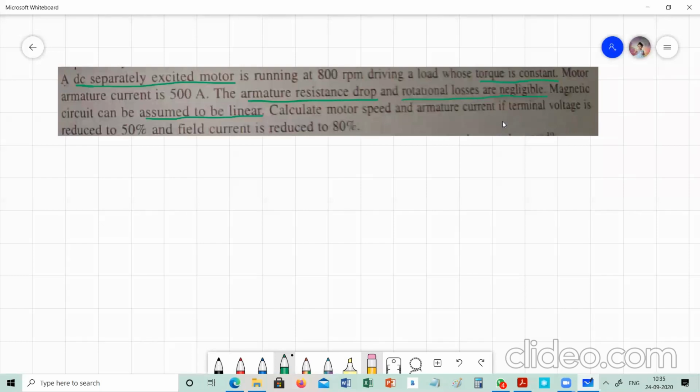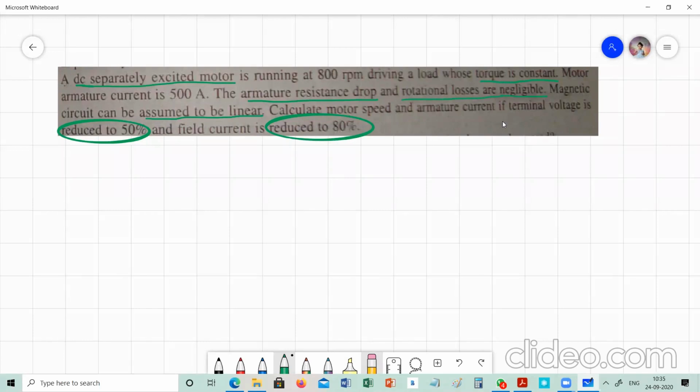Calculate motor speed and armature current if terminal voltage is reduced to 50% and field current is reduced to 80%. This data they have given. Now we will solve this problem.